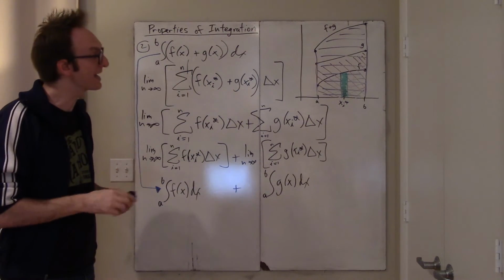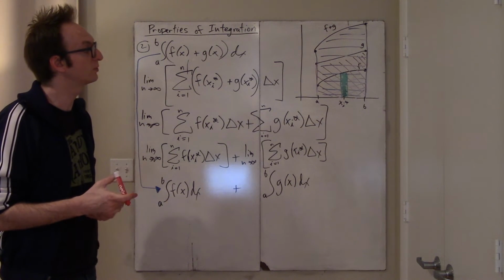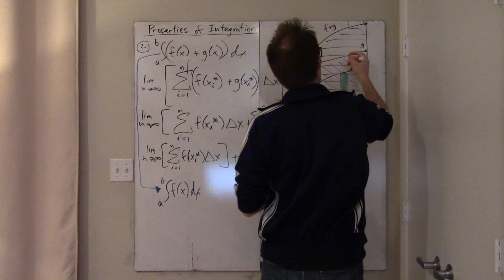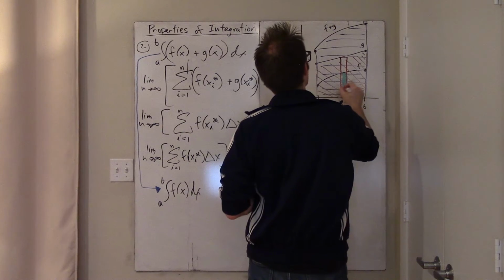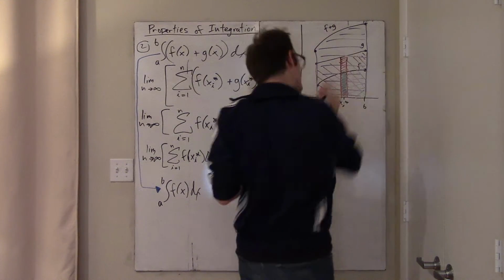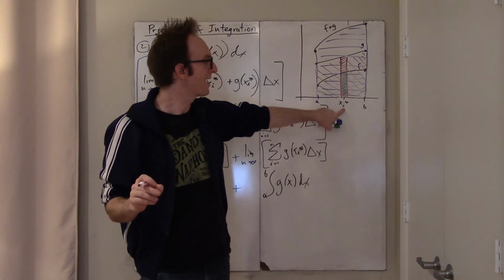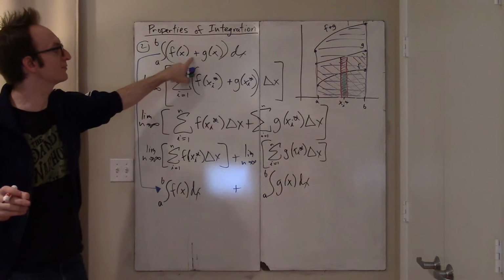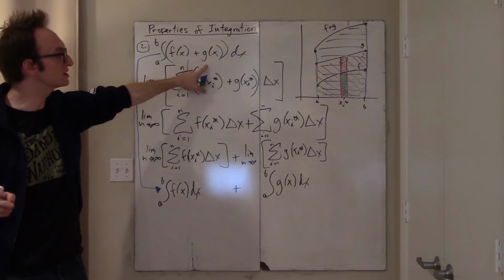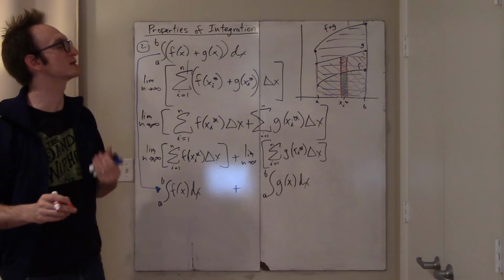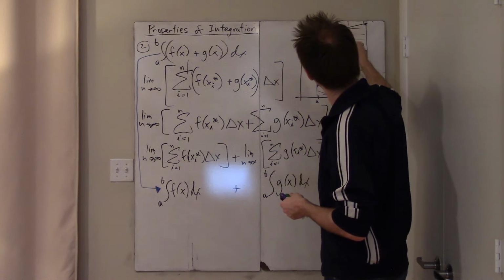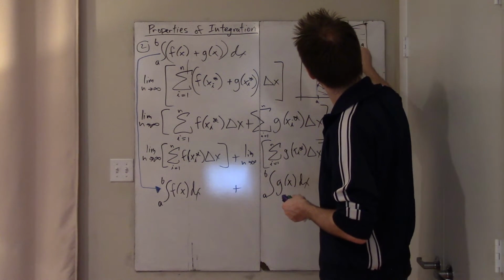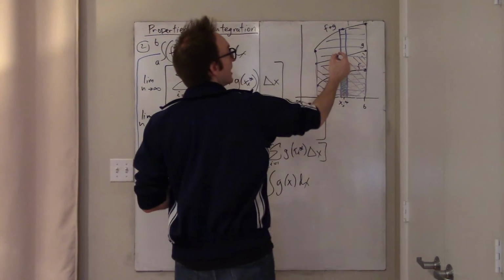Then if I plug that same x sub i star into g, I'm going to get this other red rectangle here. And because I'm talking about just a single x value, I can lean on the very definition of what function addition is. The f plus g function is just the function which outputs the sum of the f function and the g function. So when I plug x sub i star into f plus g, I get a rectangle whose height is precisely the sum of the heights of the red and green rectangles.